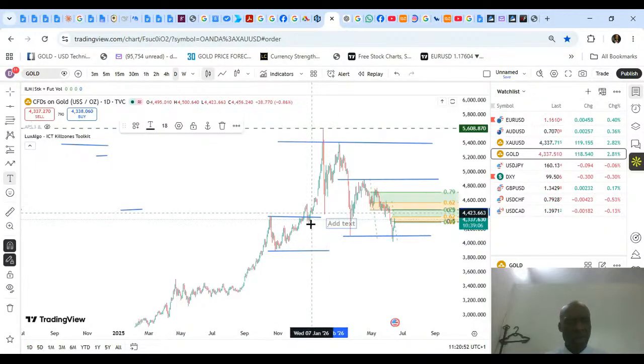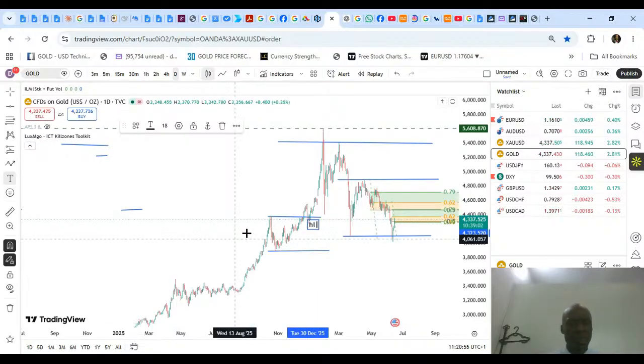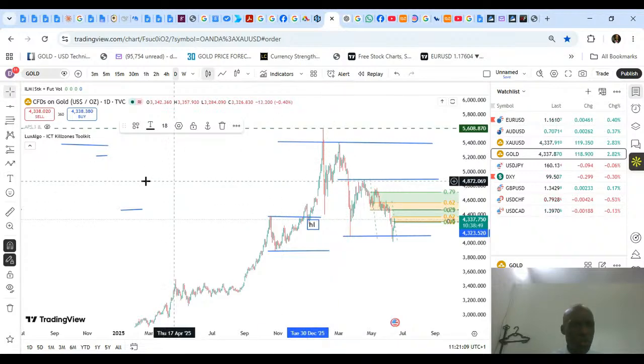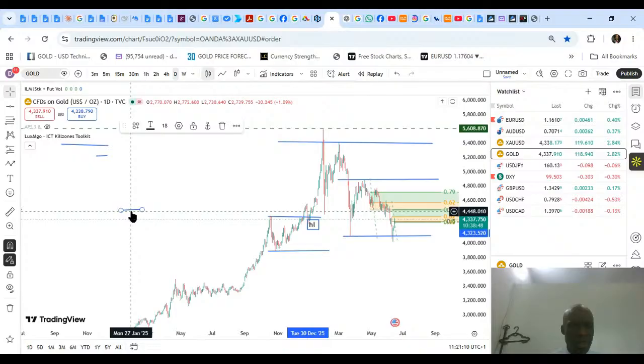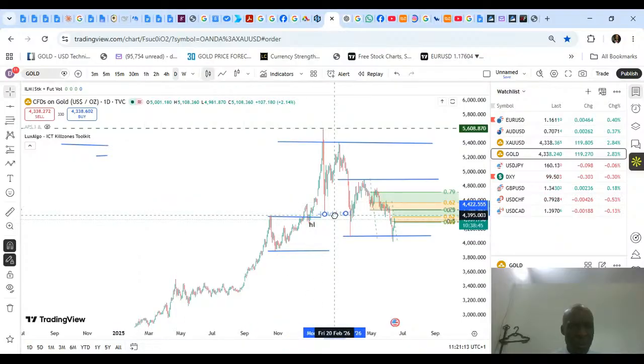Here is a higher low, HL. Then it pulled up, came back. The market didn't really break the structure here. Then it went back again. And then what we noticed is the market came and just created a change of character here.